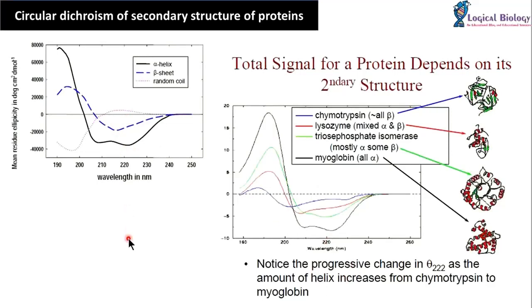So for an unknown protein or a new protein, you just take out the band values for CD and then you try to fit it with alpha helix, beta sheet and random coil standard curves. Then you see what the percentage of alpha helix in a given protein is, and what the percentage of beta sheet is. So this example is nicely explaining it, where 4 types of enzymes are taken: all beta, mixed alpha and beta, mostly alpha and all alpha, that is myoglobin.